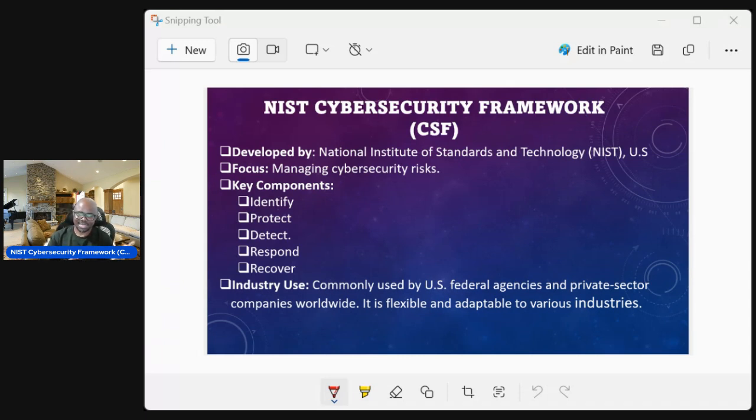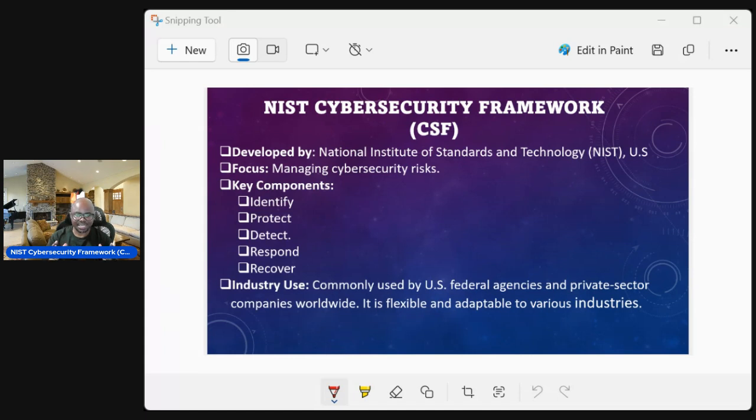I promised in my last video, when I was talking about different types of information security frameworks, that I will try to bring a detailed explanation about each of these frameworks. So I'm going to be starting with the NIST Cybersecurity Framework, which is the CSF. Now, the CSF is a widely adopted set of guidelines developed by the US National Institute of Standards and Technology to help organizations manage and reduce cybersecurity risk.